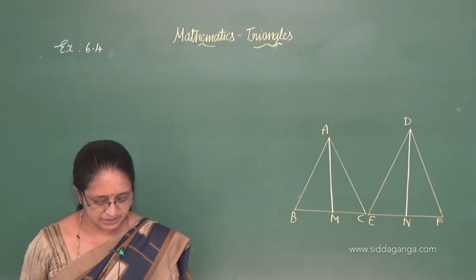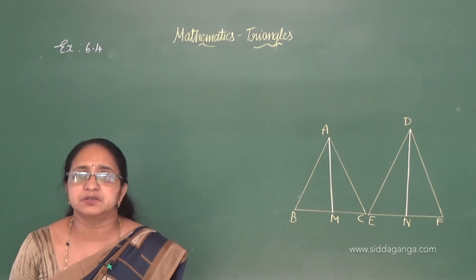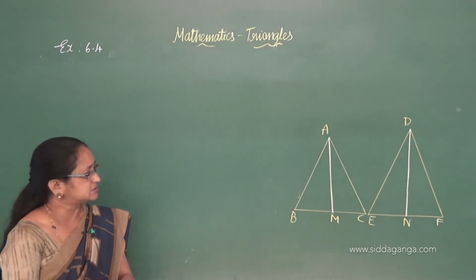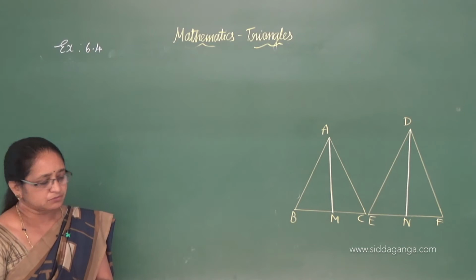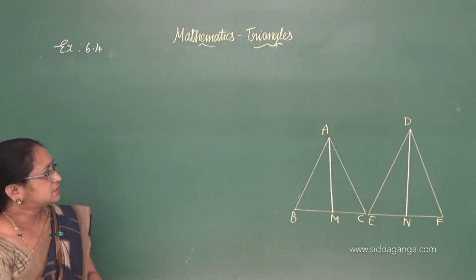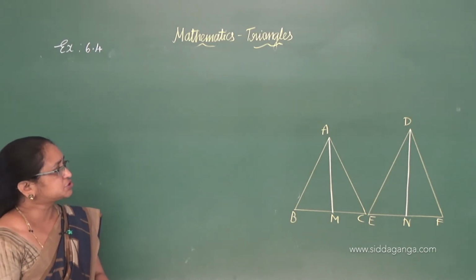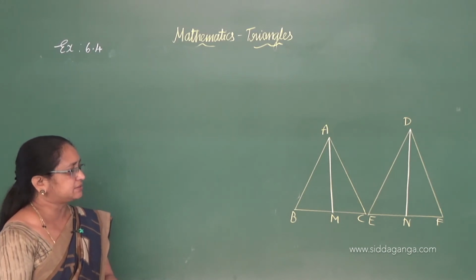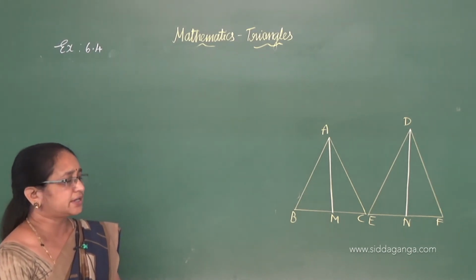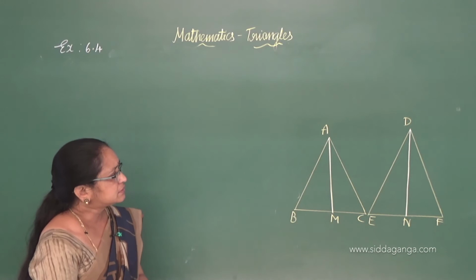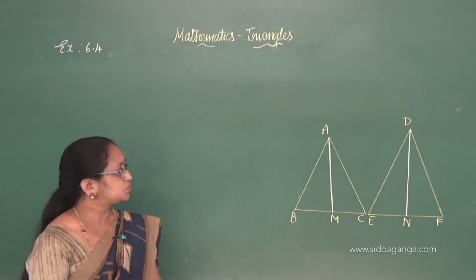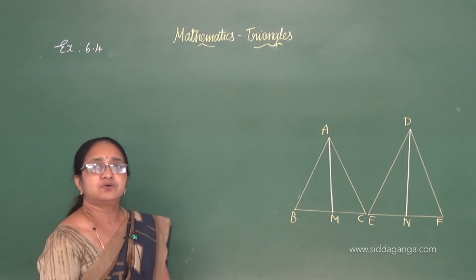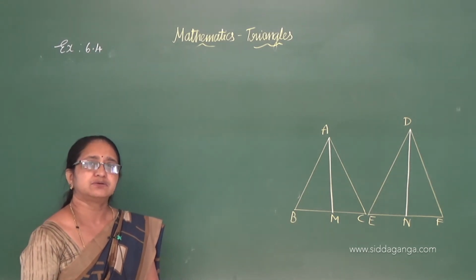Okay, now again it's a very, very important problem. Please be attentive and listen now. Okay. Now what I have to prove? I have to prove that the ratio of the areas, that is ABC, area of the triangle ABC by area of the triangle DEF will be equal to AM by DN whole square. AM by DN whole square.